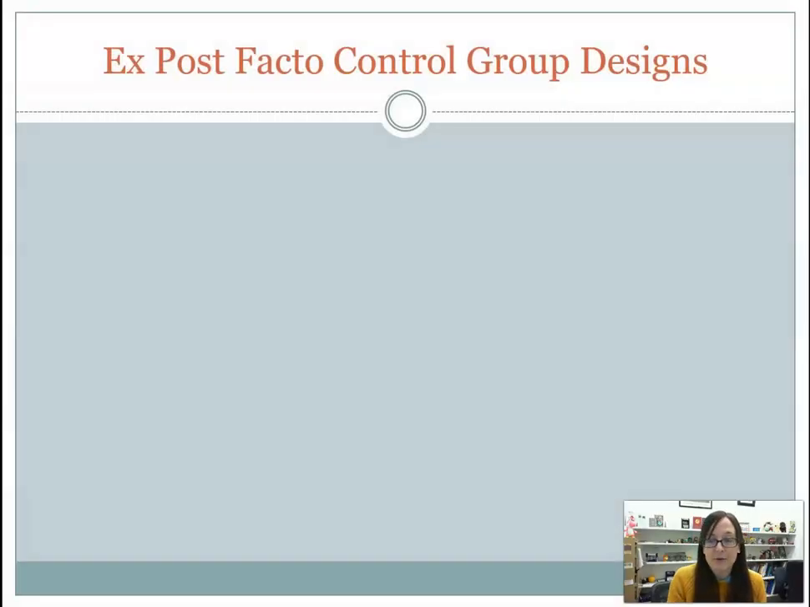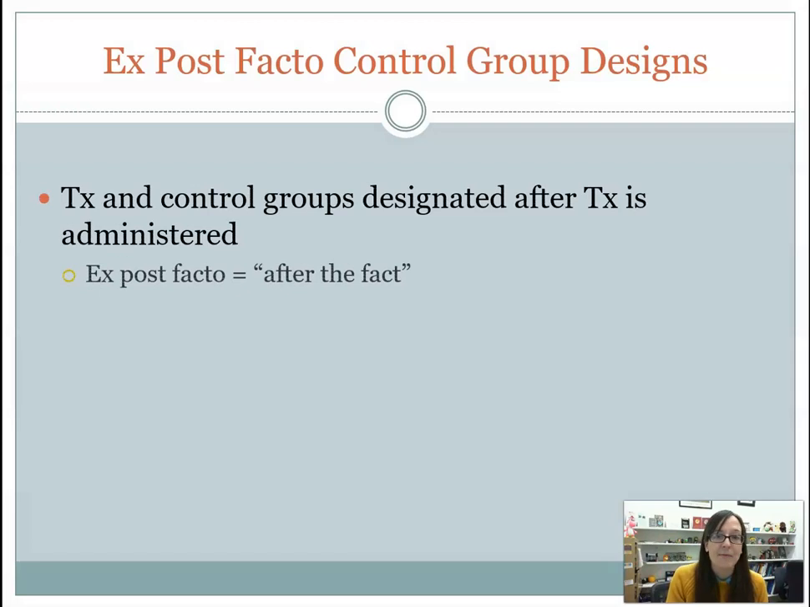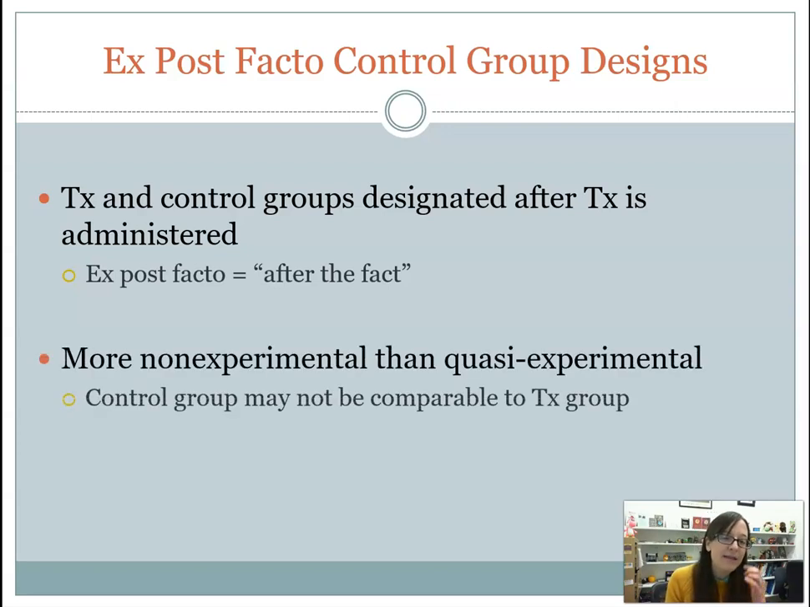And so then the ex post facto control group designs, which is fun to say. This is where you have the treatment and the control groups designated after the treatment has already happened. So this is why it's called ex post facto, because that literally just means after the fact. So you look at them, and in a way this is kind of more non-experimental than even quasi-experimental, because you're not even doing an experiment. You're just looking at them and going back and saying, well, who would have fallen into which group, and then see if there's a difference.